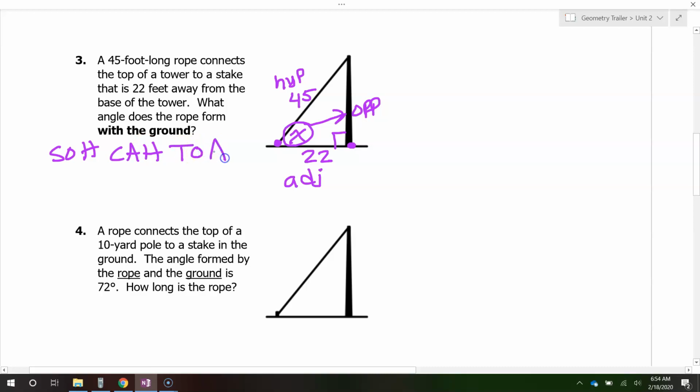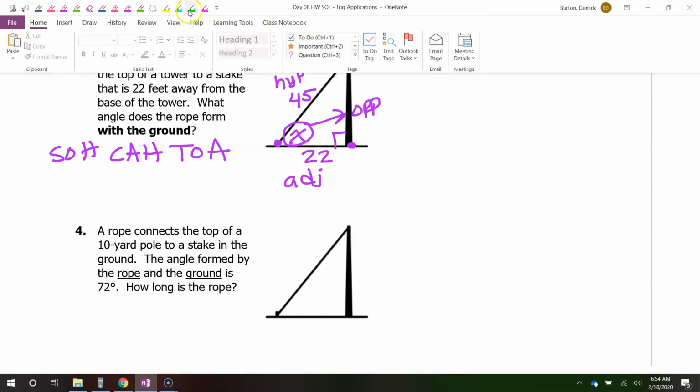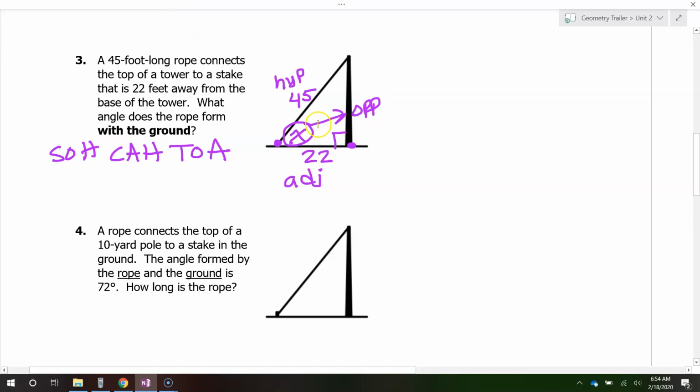Sohcahtoa, spell it right. Which one are we going to use, sine, cosine, or tangent? Well, what are the two sides that we have? We've got the 45 and we've got the 22. That's the adjacent and the hypotenuse. Adjacent and hypotenuse sounds like cosine to me. So we will write cosine. Cosine of the angle we circled is equal to adjacent over hypotenuse. So that'll be 22 over 45.